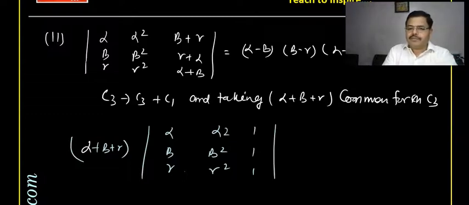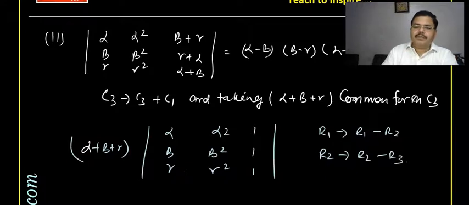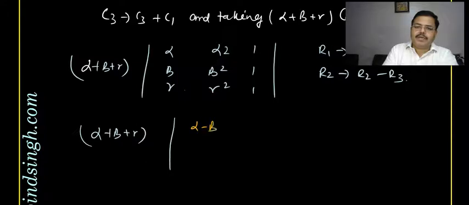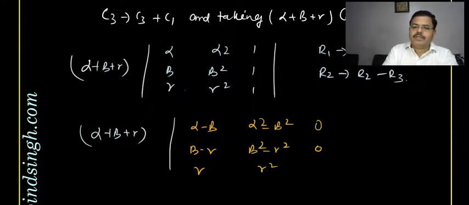Now of course you know what to do. You have to bring 0, and therefore taking R1 tends to R1 minus R2, and R2 tends to R2 minus R3. Then what will happen? In that case, the next step will be alpha plus beta plus gamma times the determinant alpha minus beta, beta minus gamma, gamma; alpha square minus beta square, beta square minus gamma square, gamma square; 0, 0, 1.